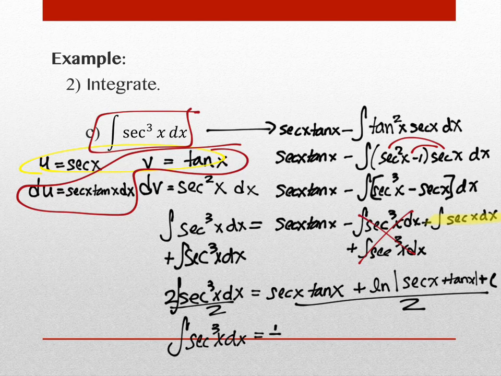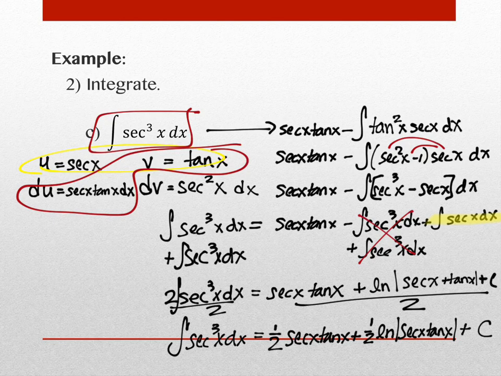So I have 1/2 secant x tangent x, and I have plus 1/2, or you can write it as a denominator if you wish, natural log of the absolute value of secant x plus tangent x. And while it is not wrong to write c over 2, it's also not necessary. C is just an arbitrary constant anyway, so you can leave it saying plus c and it'll be just fine. But if you wanted to write it as c over 2, it wouldn't be wrong. It's a lot of letters.